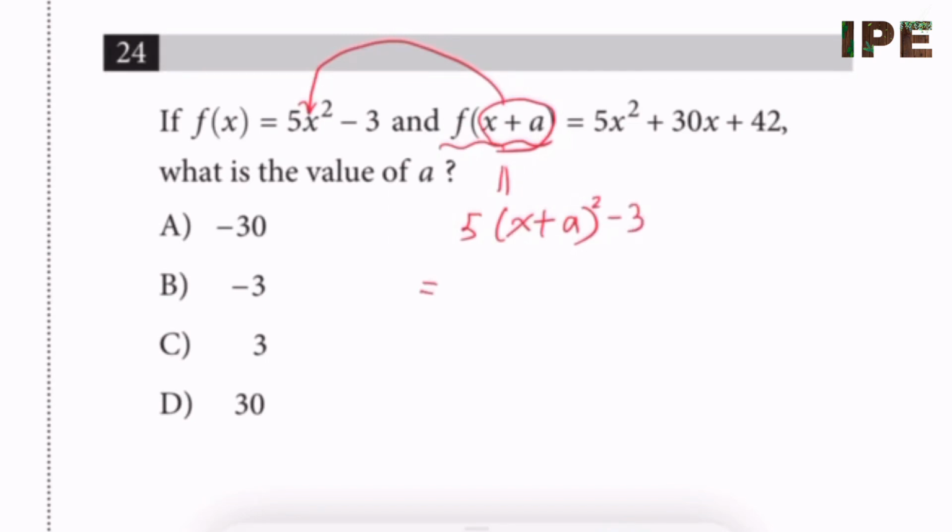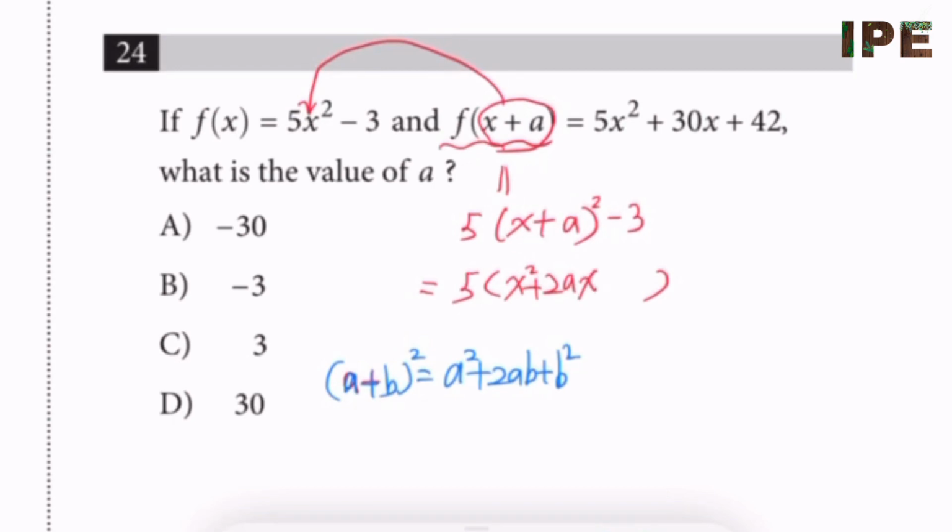Let's expand this. 5 times, what was the formula for (a plus b) whole thing squared? That was a squared plus 2ab plus b squared. Please memorize this. If you don't memorize this, you can use foiling, but formula is better than foiling. So in this case, a is x, b is a, so x squared plus 2ab, that means 2 times x times a, so 2ax, then b squared means a squared here, and then minus 3. 5x squared plus 10ax plus 5a squared minus 3.